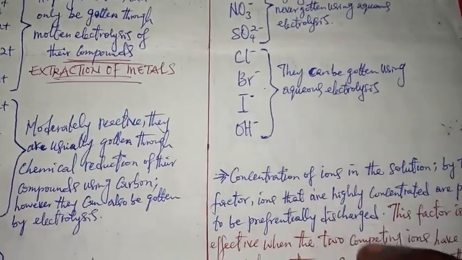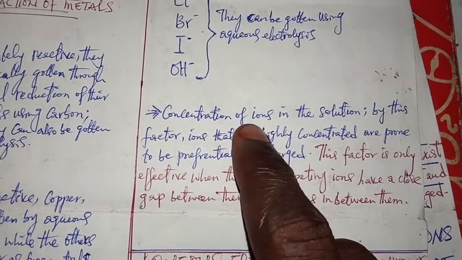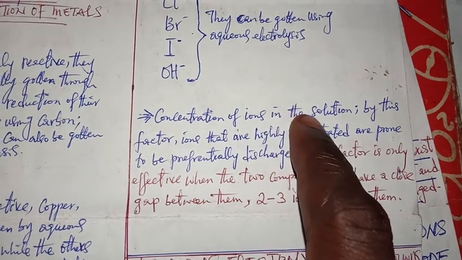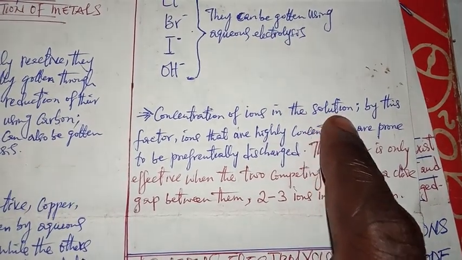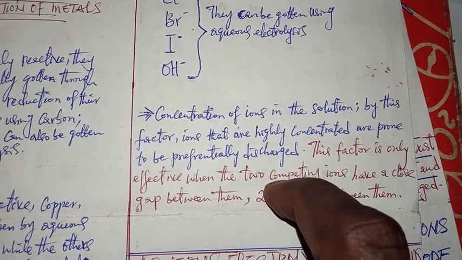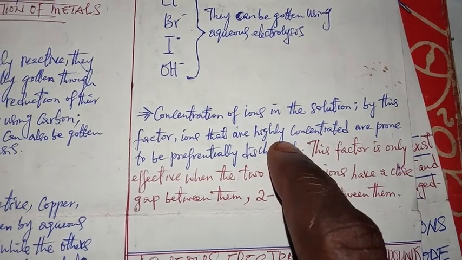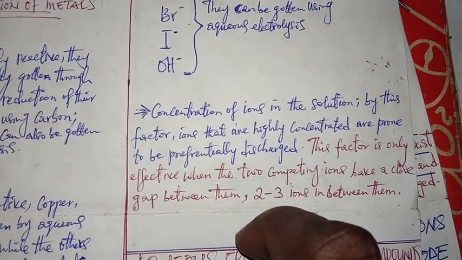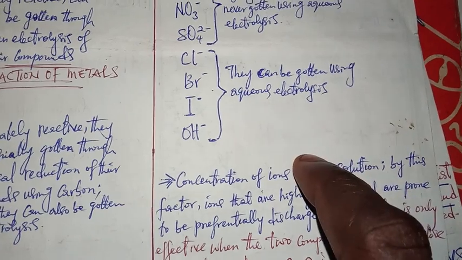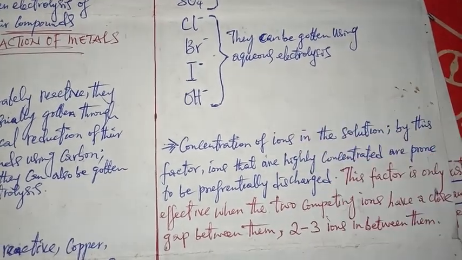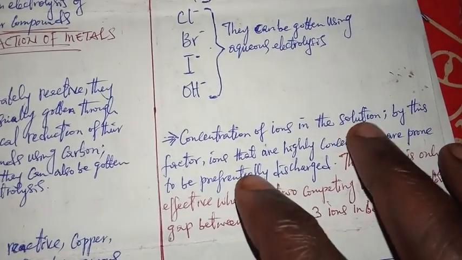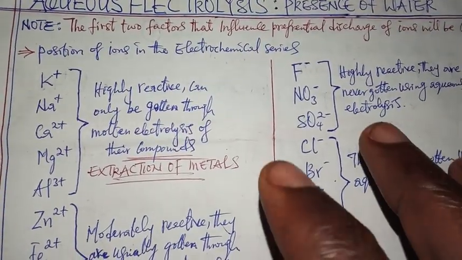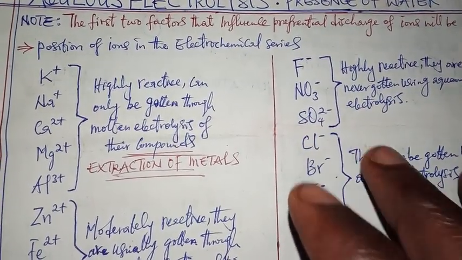And as we move down to the second factor that influences preferential discharge of ion, we want to see concentration of ions in the solution. Now, by this factor, ions that are highly concentrated are prone to be preferentially discharged. This factor is only effective when the two competing ions have a close gap between them. So we'll look more into concentration of ions when we have a question regarding it. But for now, most of the electrolysis we are going to treat is going to be based on this first factor, position of ions in the electrochemical series.